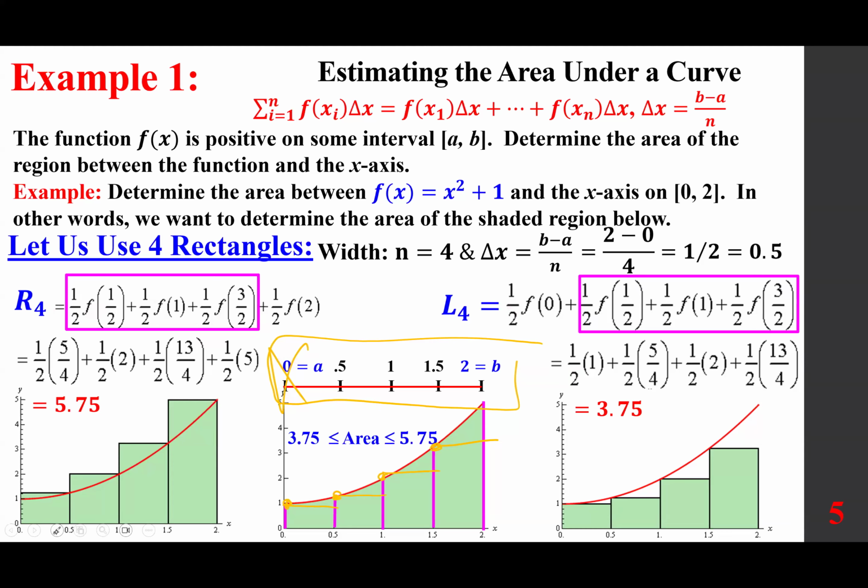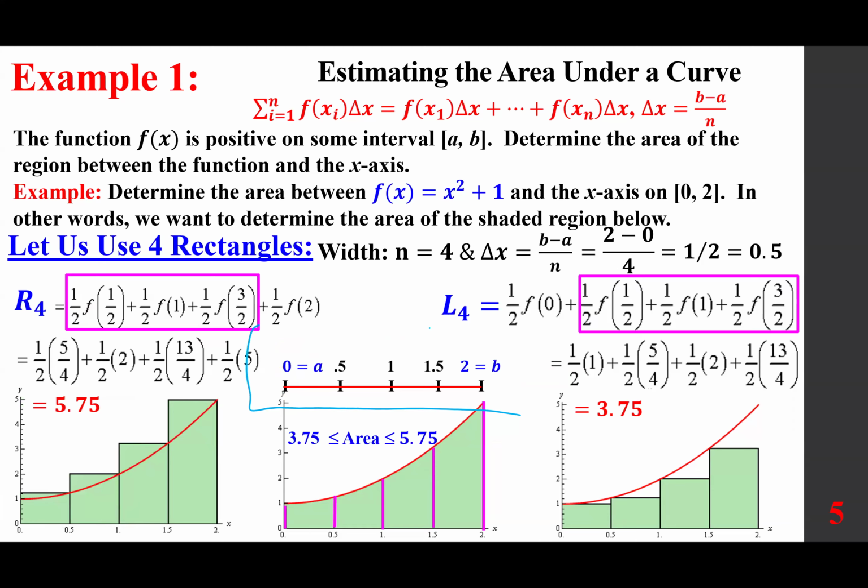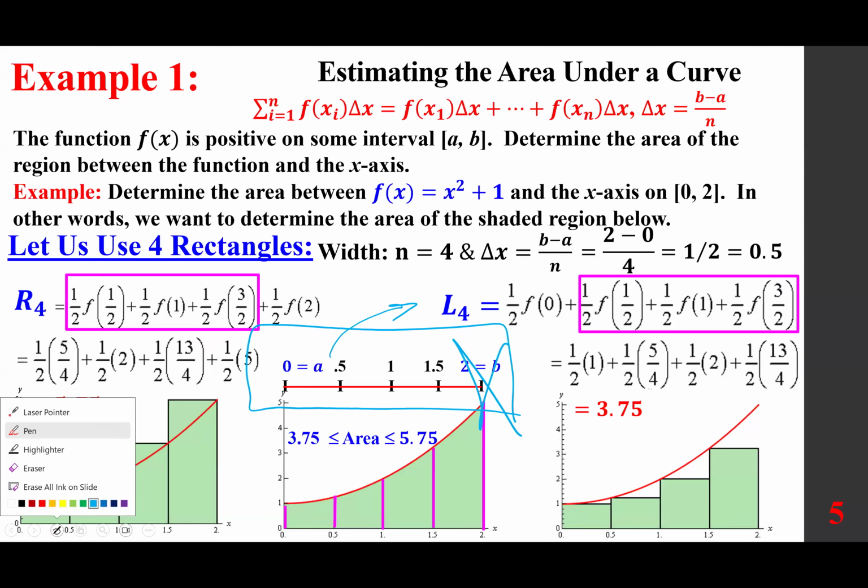What about the left endpoints? I'm going to use all the endpoints except the B. Take a look. F of 0, f of 1/2 or 0.5, f of 1, f of 1.5. So when I do that, it really, to me, speeds up the process.